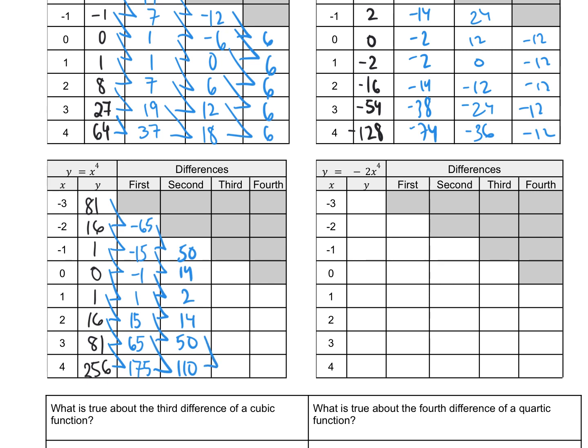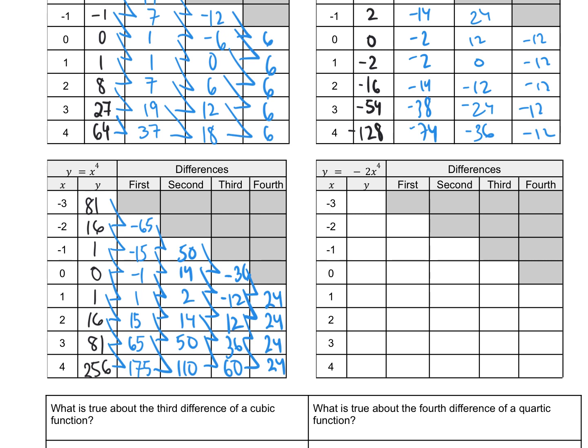So we keep going. 60, 36, 12, negative 12, negative 36. Still not the same. Again, 60 minus 36 is 24. 36 minus 12 is 24. 12 minus negative 12, 24. Negative 12 minus negative 36, 24.